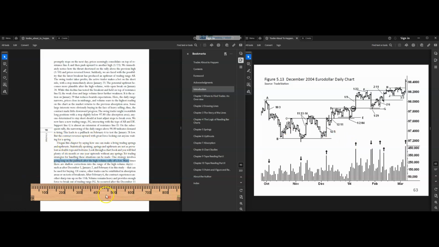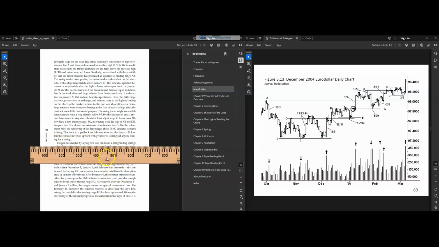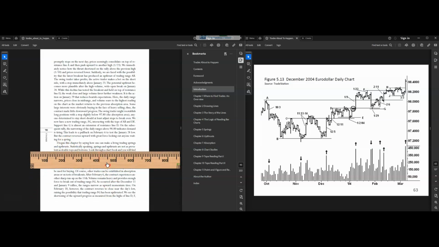So I began this chapter by saying how one can make a living trading springs and upthrusts. All right, springs and upthrusts are not as prevalent as double tops and bottoms. I probably disagree with that. I think double tops and double bottoms reaching the precise price level, meaning an exact double bottom or double top, is less than the number of springs. Because imagine you have a price, let's say 76.26, and then it gets retested exactly at 76.26. No, it's going to either be a little higher or a little lower.